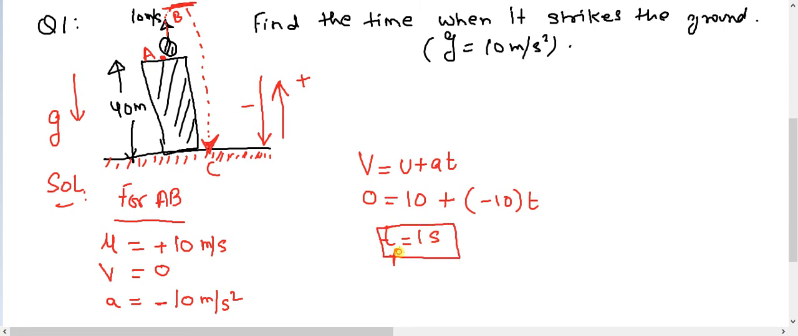But the problem here is we've got the time for A to B motion when the particle was moving from A to B. Let's go for B to C point. Then we'll add up the total time, we'll get the total time. Okay, for B to C region, initial speed will be 0 again. Why 0? Because when it was traveling from A to B, it will be stopping here at this point, and that will become its initial speed.